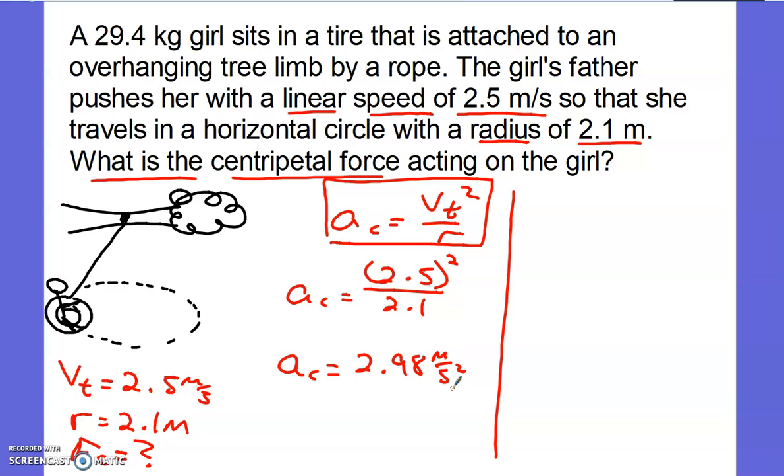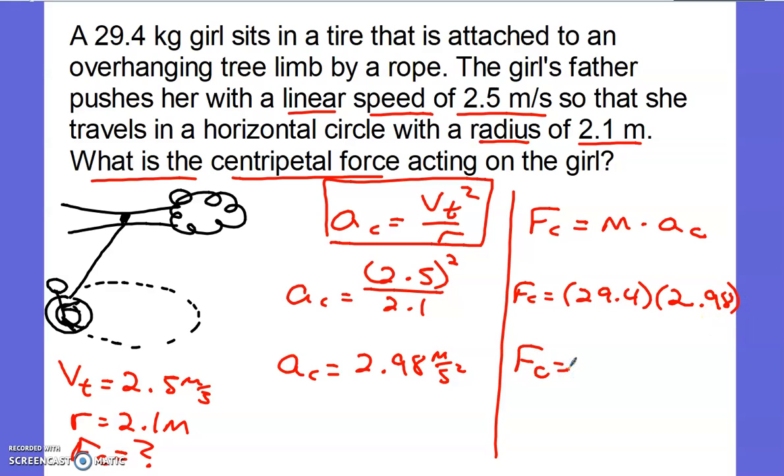Now we're going to take that and solve for the centripetal force, which is the mass times the centripetal acceleration. We have the mass at 29.4. The acceleration we just got to be 2.98. And that gives us a centripetal force of 87.5. Now, all forces, no matter what type, whether it be gravitational force or tension force or frictional force, are always the same units, and that is newtons.